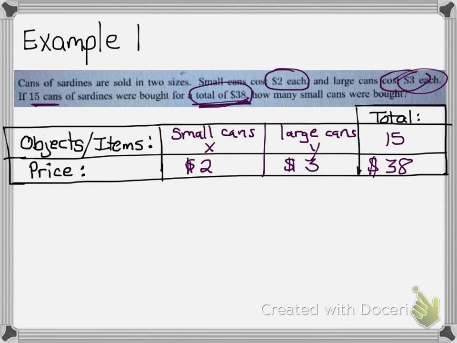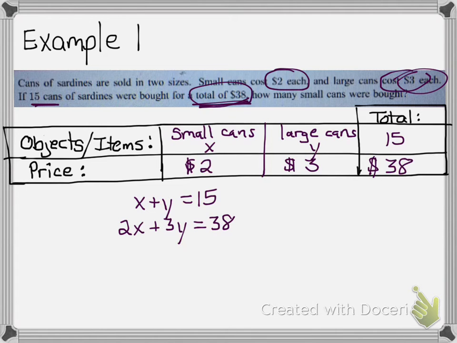So I'm going to write an equation that represents my objects or items, which in this case will be X plus Y equals 15. And then I'm going to write an equation to represent the price, which would be 2X, and that's because they're $2 each small can. So if one small can is $2, and another small can is $2, you have to just multiply 2 times X. Plus, same thing for the large cans, 3Y, and it equals a total of 38.